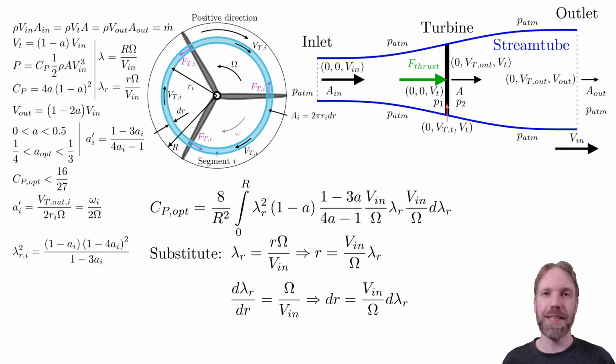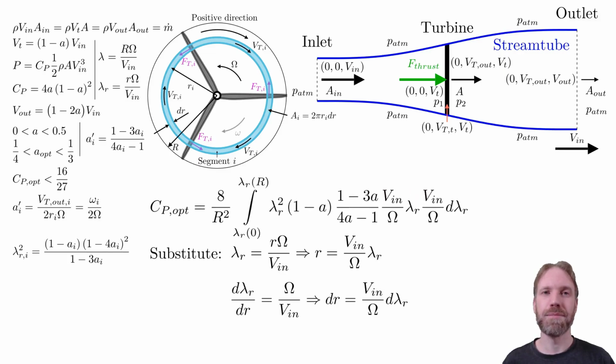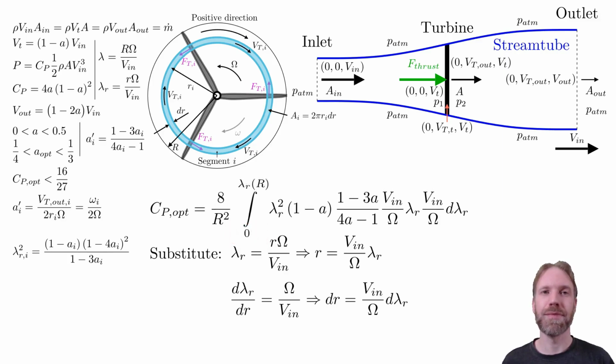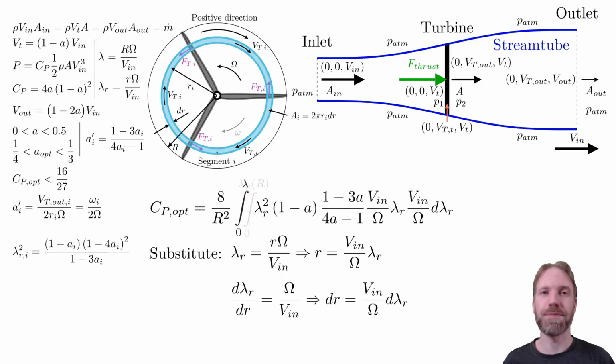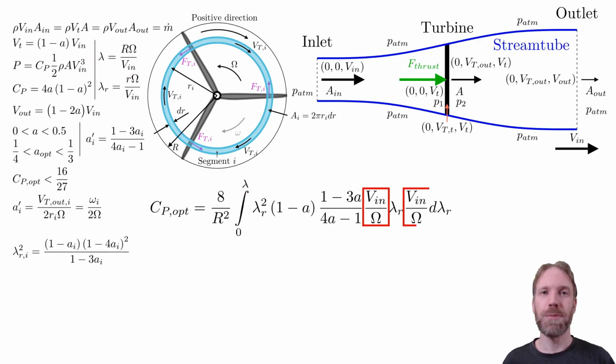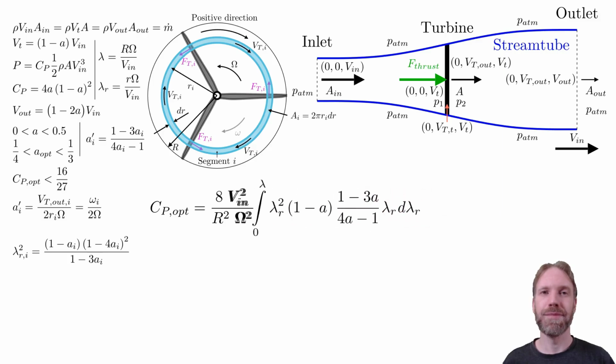Finally, we need to update the limits. We can directly see that lambda r of 0 is 0. We can also see that lambda r of capital R is the tip speed ratio for a full turbine. Combine. Note that these are 1 over the tip speed ratio squared. Combine.